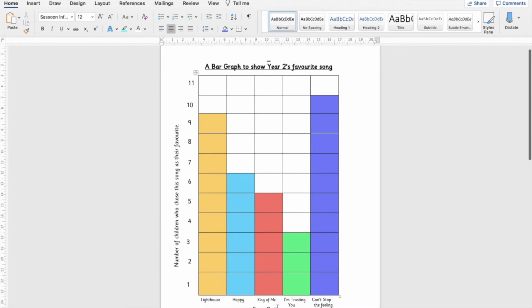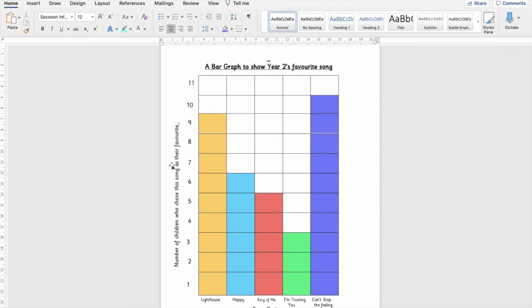Okay, and then we've got the song options. Because we had to choose between the 5, there was Lighthouse, Happy, King of Me, I'm Trusting You, and Can't Stop the Feeling. Okay, so for a bar graph to work, we need a title, you can see here. We need a title at this side, and we also need a title at the bottom, or a little label at the bottom which says song option.